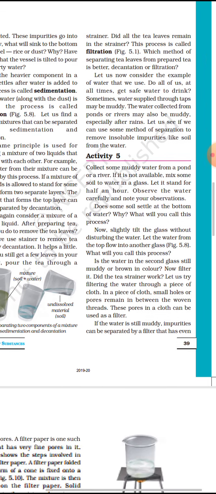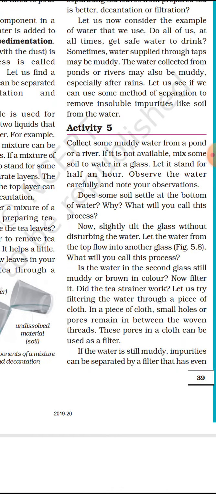See, one activity is given. Collect some muddy water. Where can we collect this muddy water? From a pond or a river. If this water is not available to you, you can take water and mix some soil in a glass. After half an hour, you pour the water without disturbing the sediment. Now you can move the clear water into another glass. In the second glass, some muddy or brown colored water will still be present. Now we remove this muddy water using a tea strainer, that is the filtration method.